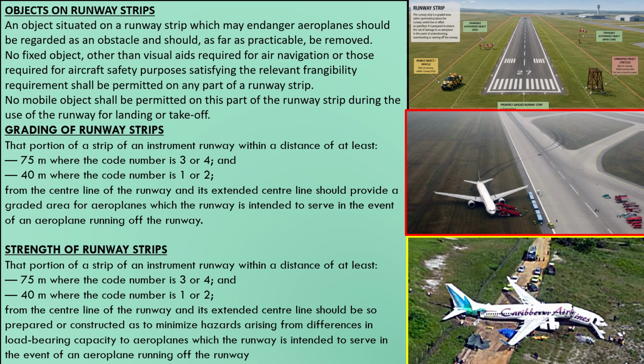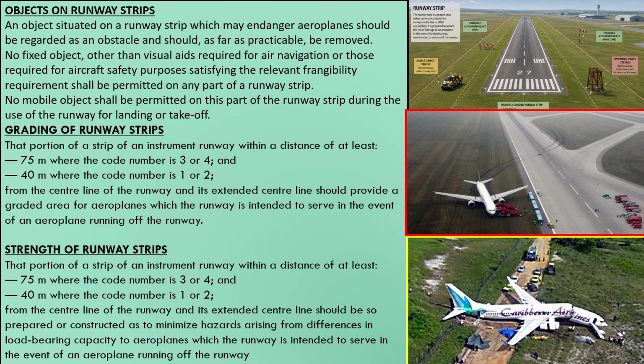No fixed object, other than visual aids required for air navigation or those required for aircraft safety purposes satisfying the relevant frangibility requirements, shall be permitted on any part of a runway strip. No mobile objects shall be permitted on this part of the runway strip during the use of the runway for landing or takeoff.